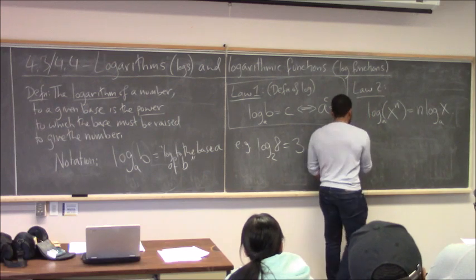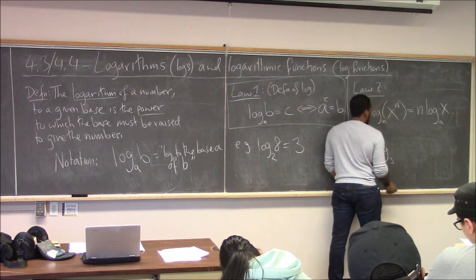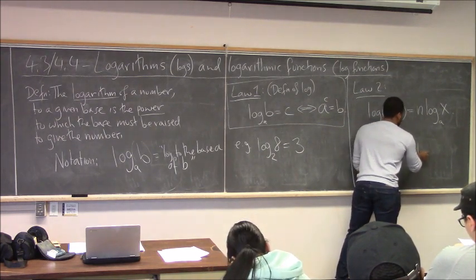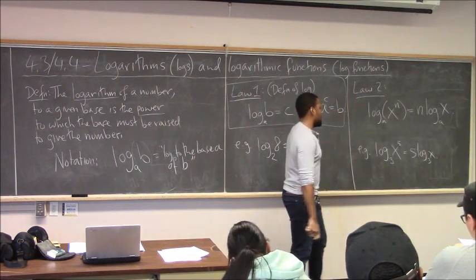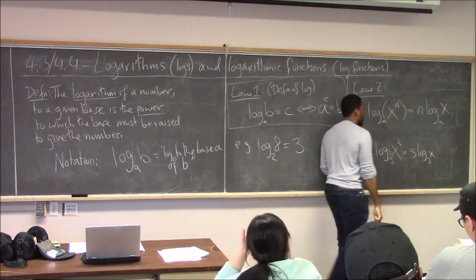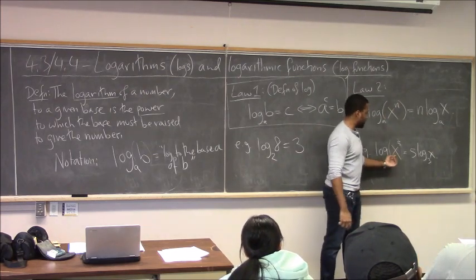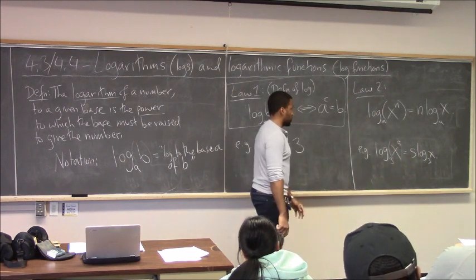So for example, I have log to the base 3 of x to the 5th, I can just think of this as 5 logs. Right? So instead of having to raise x to the 5th and find the log of that huge number, I can just find the log to the base 3 of x and just multiply it by 5. So that's a very useful rule as well.